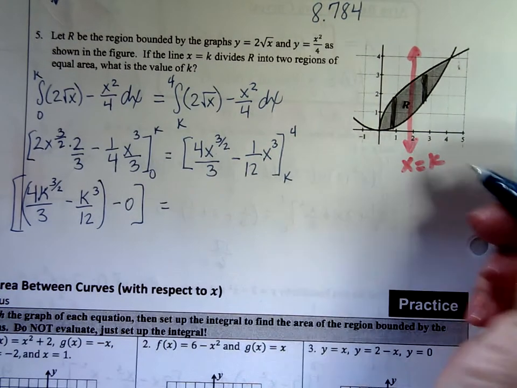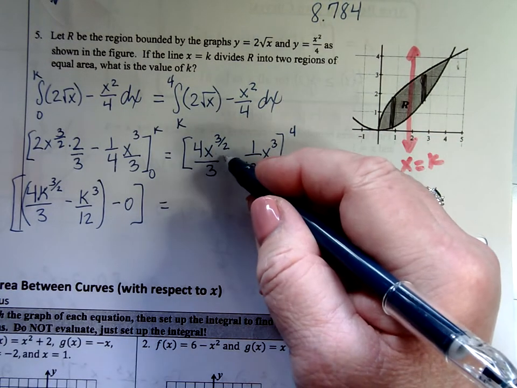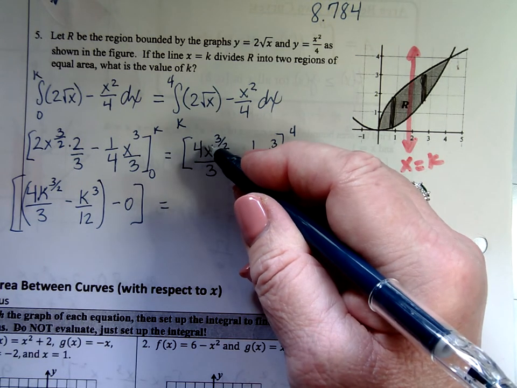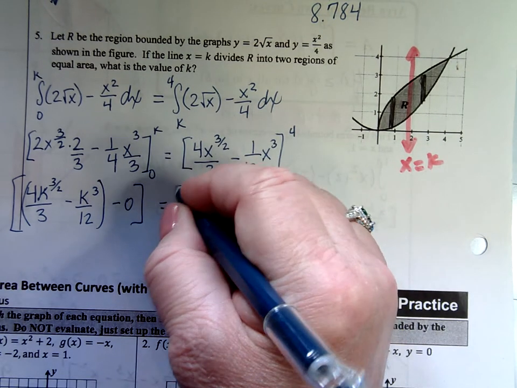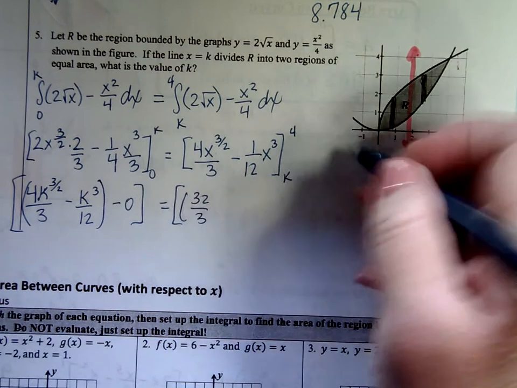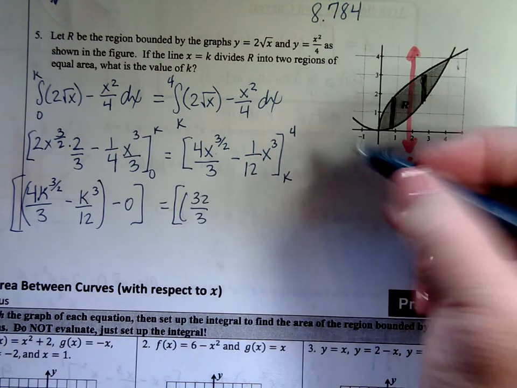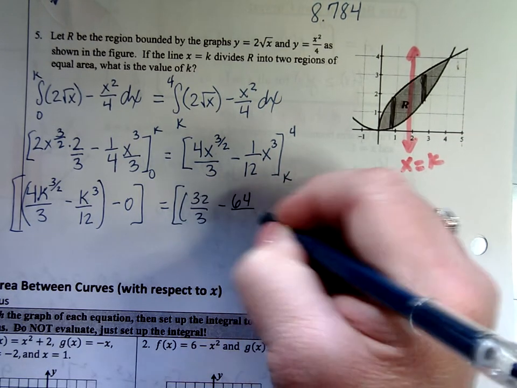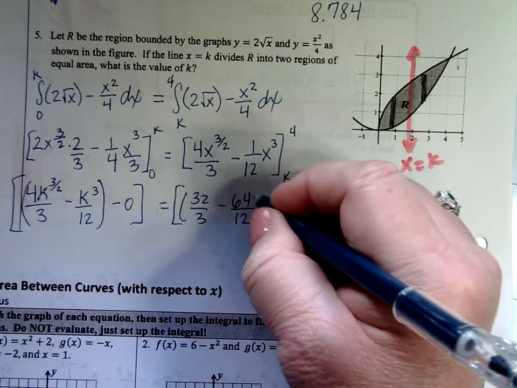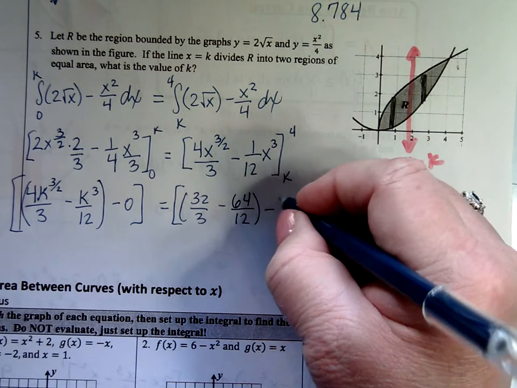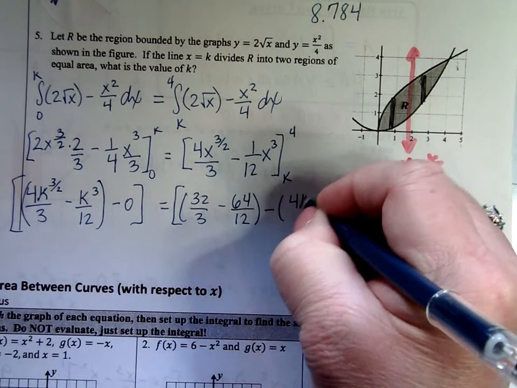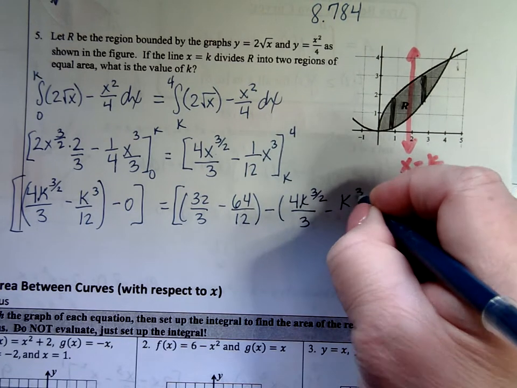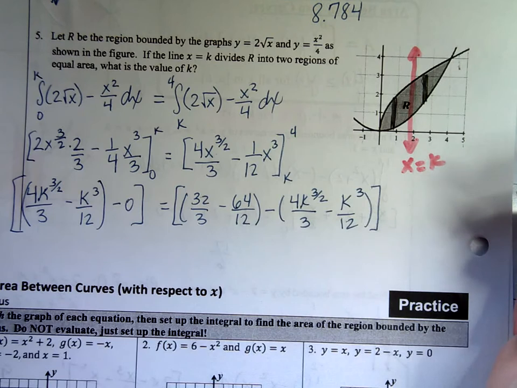Equals. Put a 4 in. The square root of 4 is 2. 2 cubed is 8. 8 times 4 is 32. And so I end up with 32/3. 4 in here, oh goodness me. I think 64. I'm going to leave it as 64/12. Minus the k. Well, I did the k work over here, so it's a copy of that. 4k to the 3/2 over 3 minus k cubed over 12.